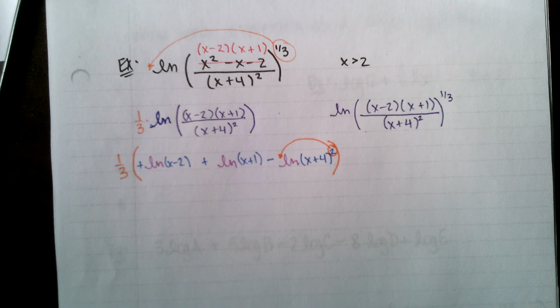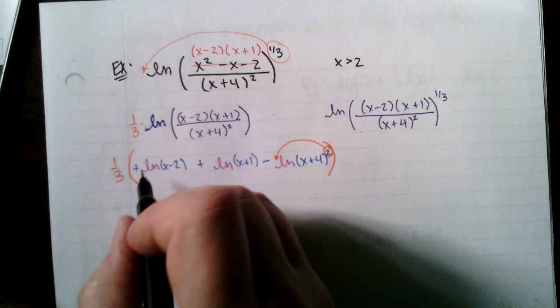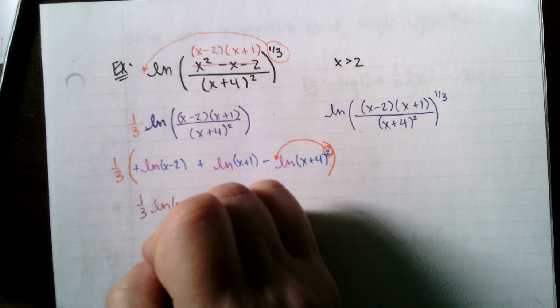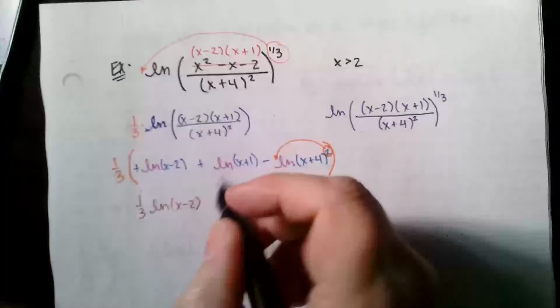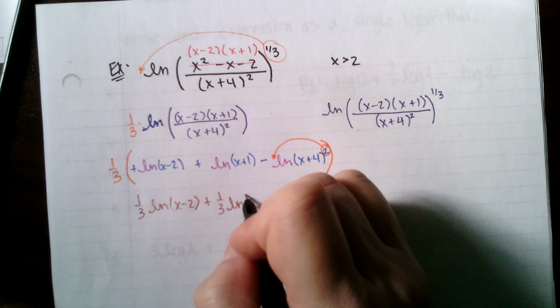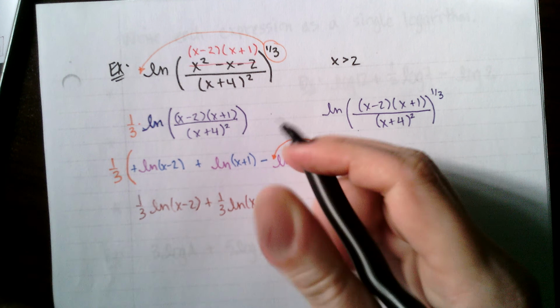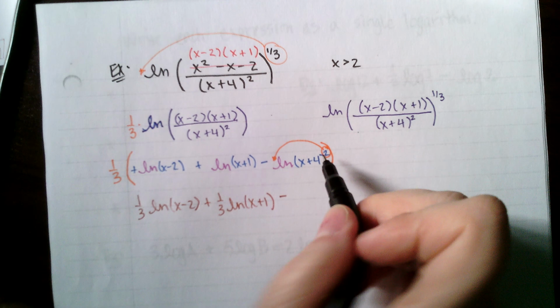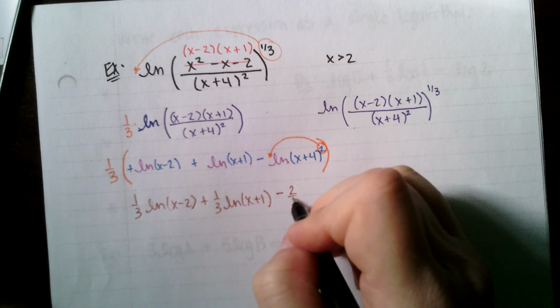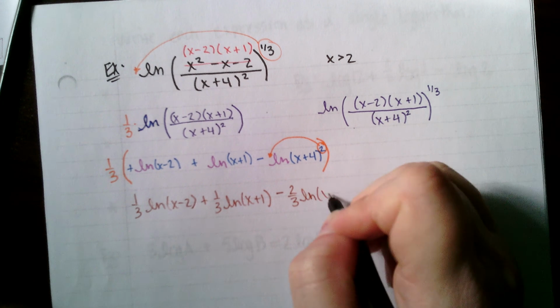But this one was the only one that had the exponent of 2. So when I go to take that 1/3 along, I'm going to have 1/3 times the natural log of x minus 2 from this factor plus 1/3 times the natural log of x plus 1 from this factor, and then minus 1/3 times the 2 that I'm bringing out in front, so minus 2/3 times the natural log of x plus 4.